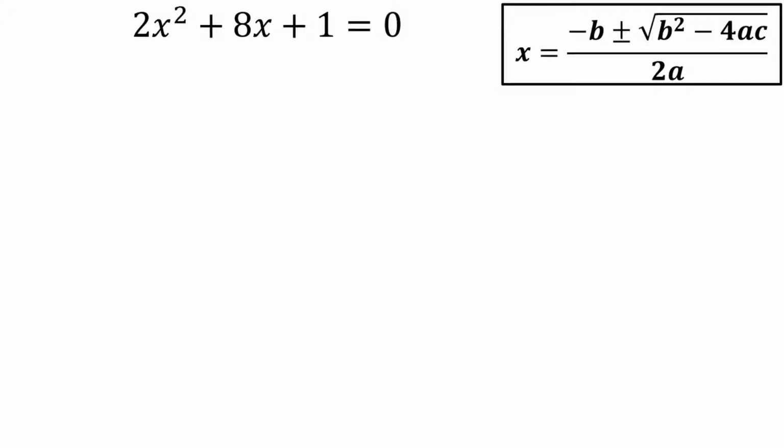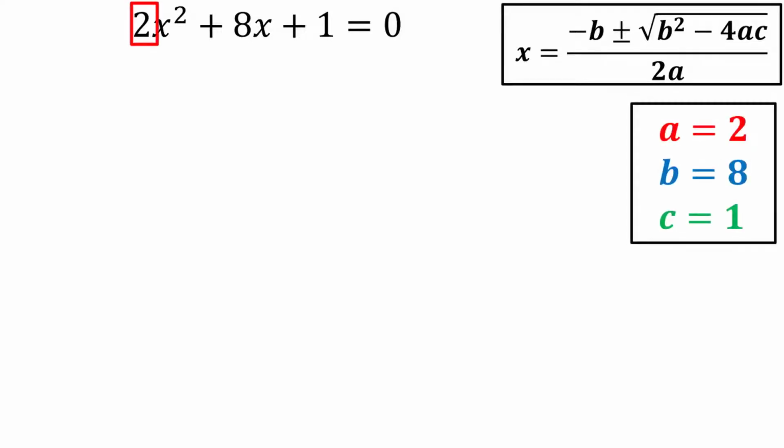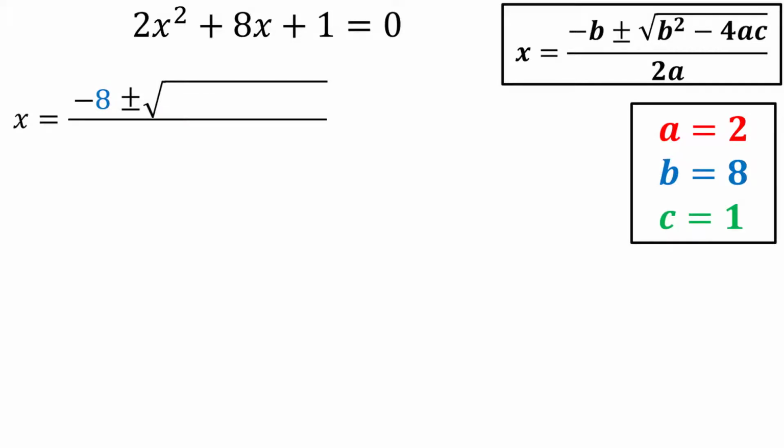What I like to do when using the quadratic formula is write my a, b, and c values on the side to try to keep things organized. Our a value is 2, our b value is 8, and our c value is 1. Now let's plug into the formula. We have a fraction where the top begins with negative b, which is negative 8. And then we should add and subtract the square root of b squared, which is 8 squared, minus 4 times a times c, which is 4 times 2 times 1. Then we must divide the entire fraction by 2 times a, which is just 2 times 2.